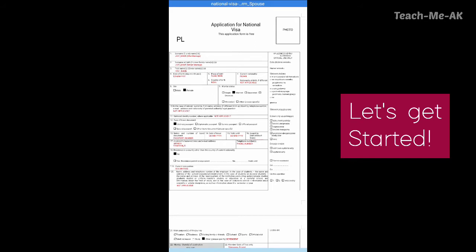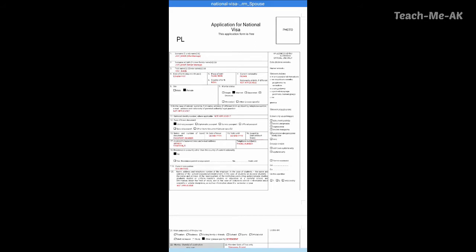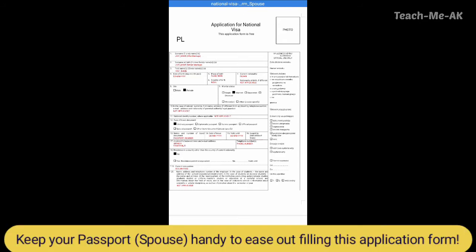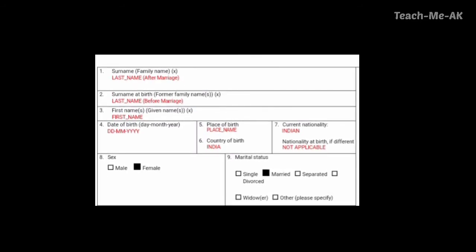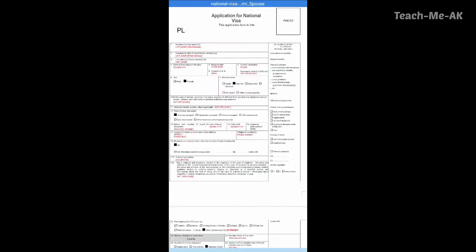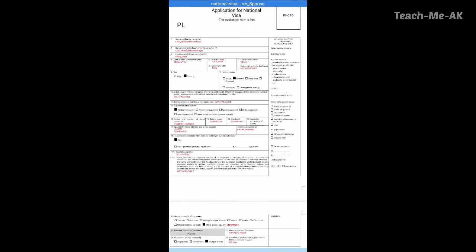Let's get started in understanding how to fill the visa application form for a dependent spouse for the Poland visa application. So what you see on my screen right now is the application form filled up for a dependent spouse. For your easier understanding and reading, whatever contents have to be filled, I have made them in red colored fonts here. So let's start with the first question, which is the surname or the family name.